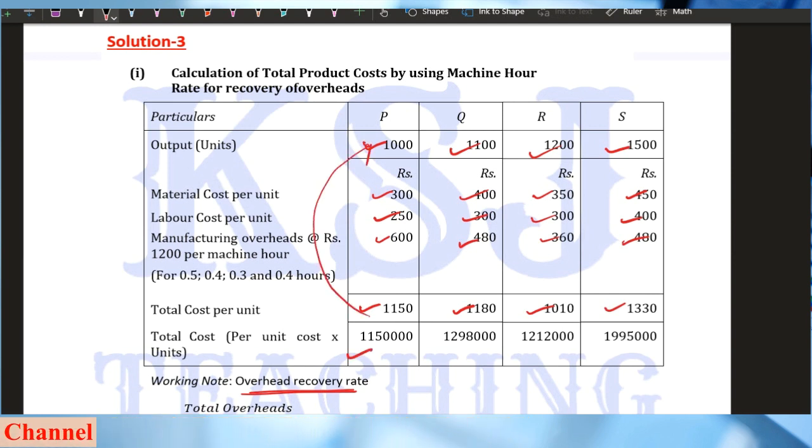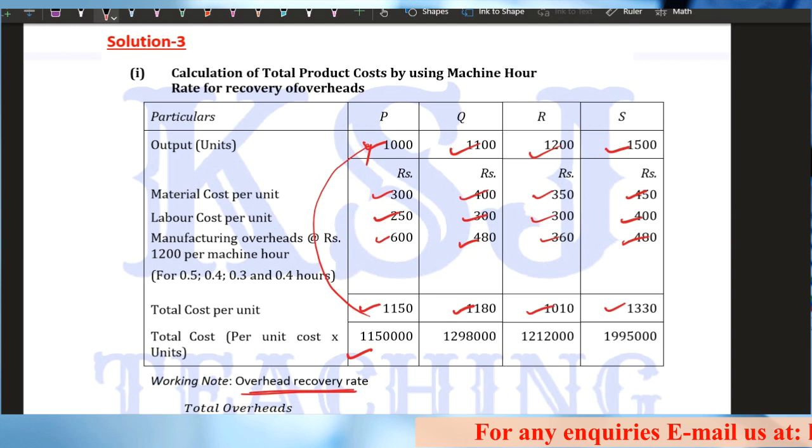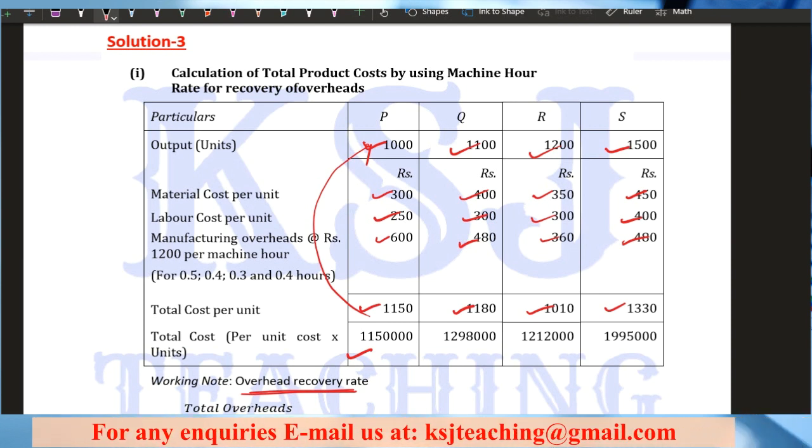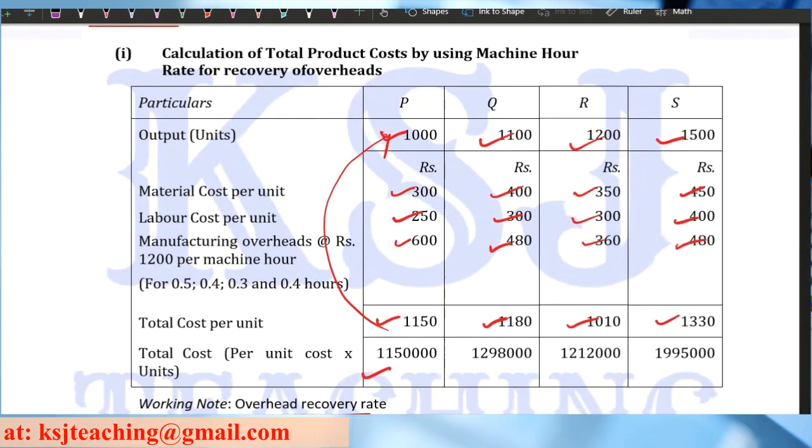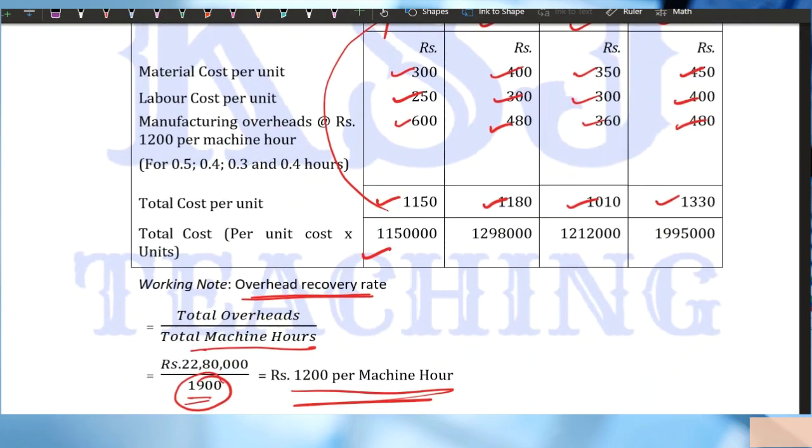Any doubts? A very simple question of overhead costing, sir. No primary distribution required, no secondary distribution required. The only thing is you are given the total overheads of the primary departments, so you just have to calculate the overhead recovery rate.